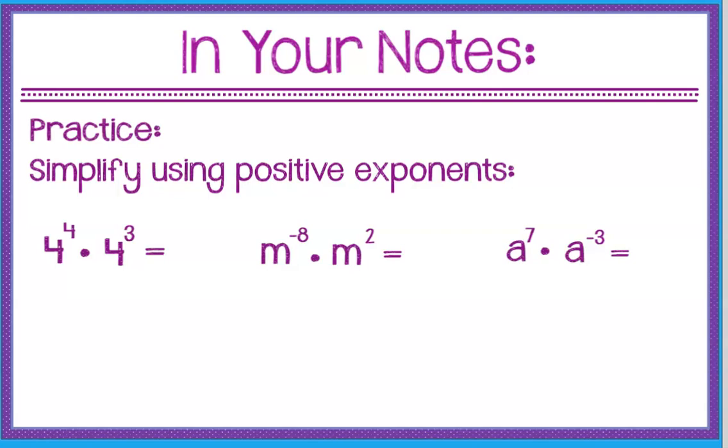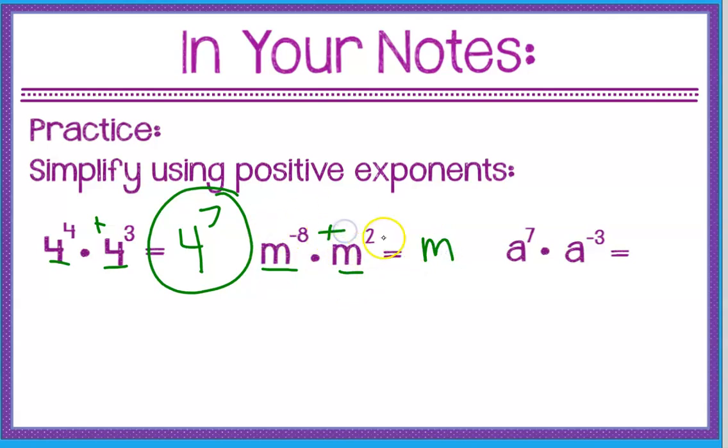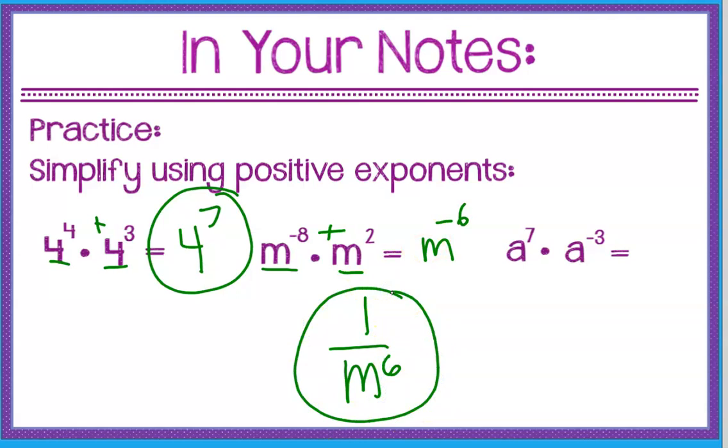All right, let's take a look and see how you did. We have like bases, so we keep the base the same, and we add the powers. The power is positive, so I can stop. The second example, I have like bases, so I keep the base the same, but when I add my powers, I get negative 6. This one needs a little bit more work. When a power is negative, you take the reciprocal of the base, and then you make the power positive. The final answer for the second question was 1 over m to the 6th. The third question has like bases, so I keep the a the same, and when I add 7 plus negative 3, I get positive 4, so I can stop.